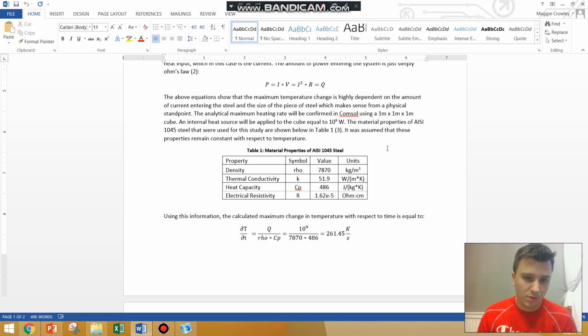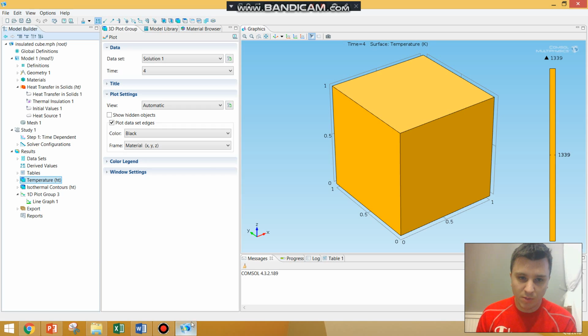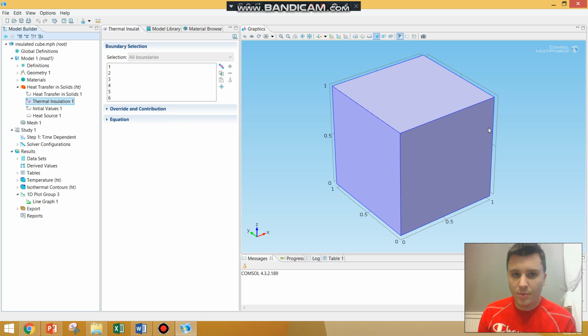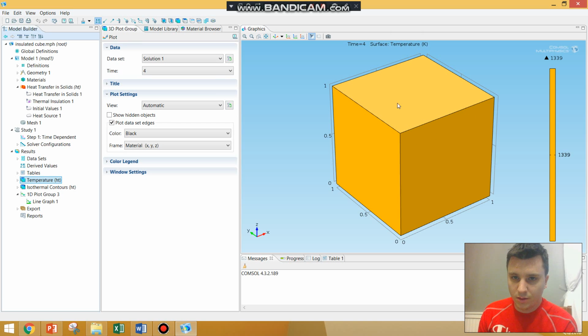This is a very simple program. I built a 1 by 1 by 1 cube in COMSOL, and I created a heat source across the whole cube equal to 10^9. And then I assumed that all the boundaries were insulated so that all the heat is contained within the block. Nothing leaves the side. So I ran this, and I ended up with a cube that was all the same temperature, which makes sense, and it changes with respect to time. Let me show you that here.